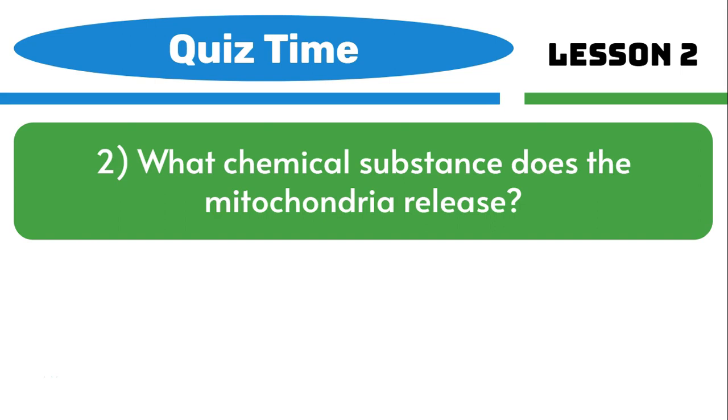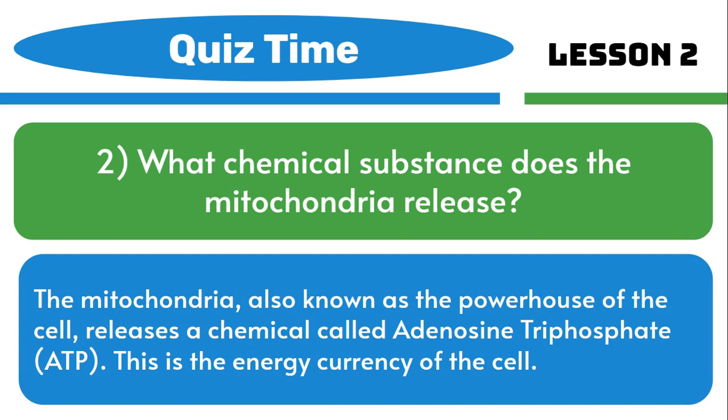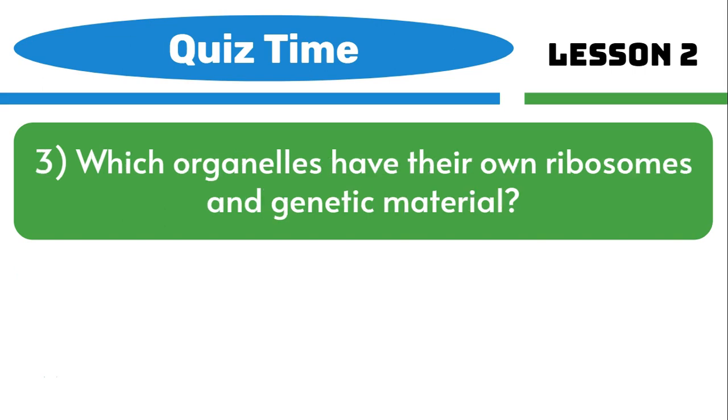Next question. What chemical substance does the mitochondria release? This energy, what is it called? I'll give you a few seconds to think. You guys should know it's called adenosine triphosphate, ATP. It's the energy currency of the cell, which is why the mitochondria is known as the powerhouse of the cell. Next question. Which organelles have their own ribosomes and genetic material?